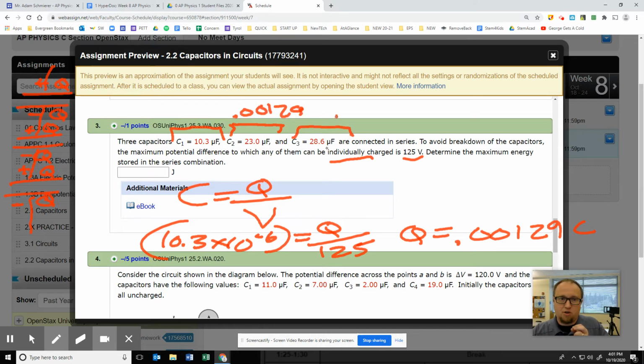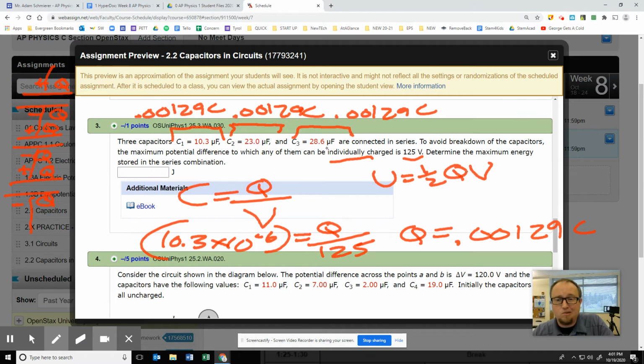That's the same amount of charge that's going to be on this guy. Okay, so that's their charges. Now, I need to find energy. Well, energy is 1/2 QV. I know what Q is. This first guy, I know what V is, right? So I can just plug that in.